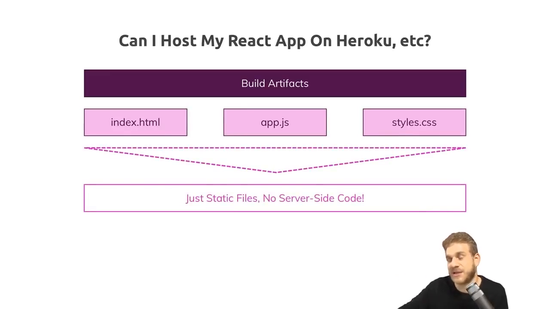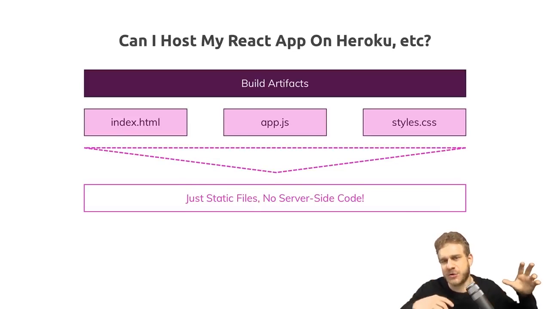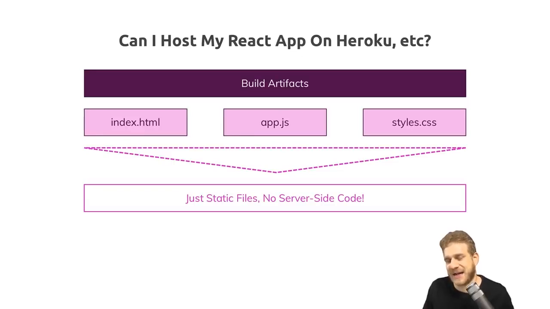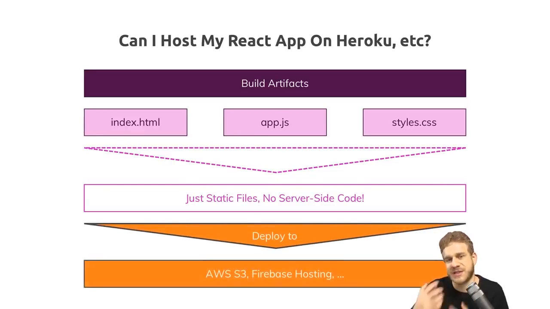The JavaScript file is not Node.js, but a JavaScript file for the browser. Hence, Heroku and so on might be overkill, because there you need to write an application with PHP, with Node.js or stuff like that, just to serve that index.html file and the other static files. So a better solution here is to use AWS S3, Firebase hosting, or some other static host.